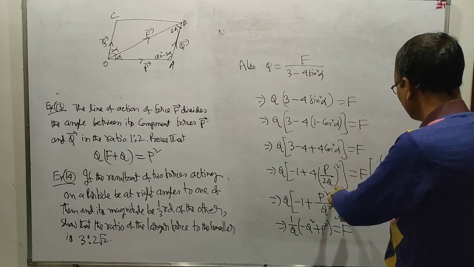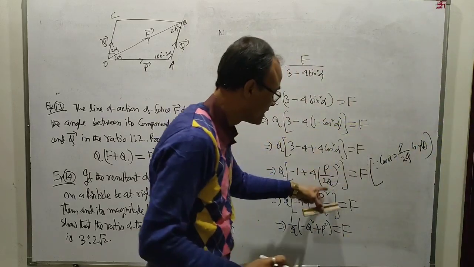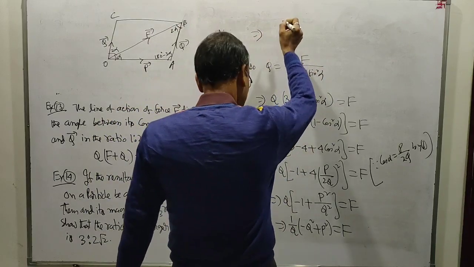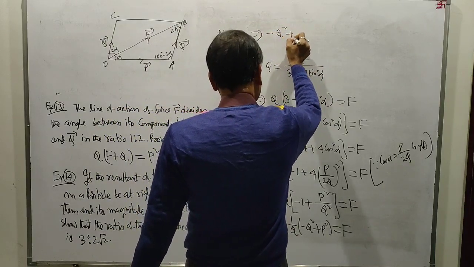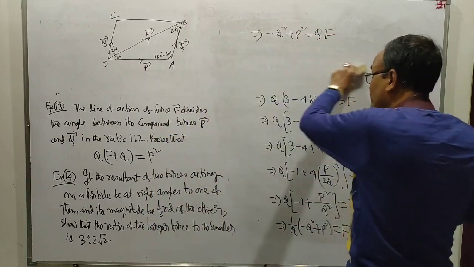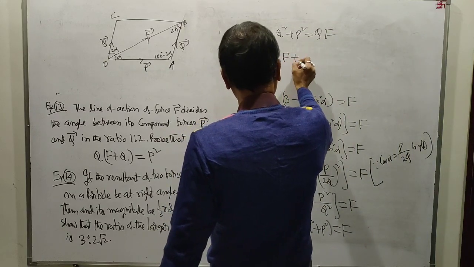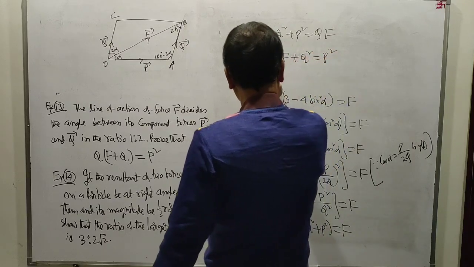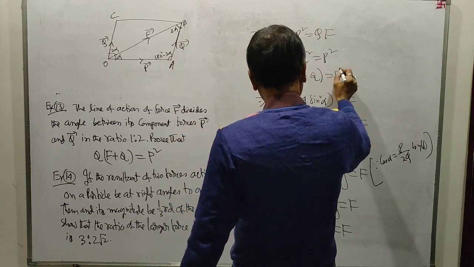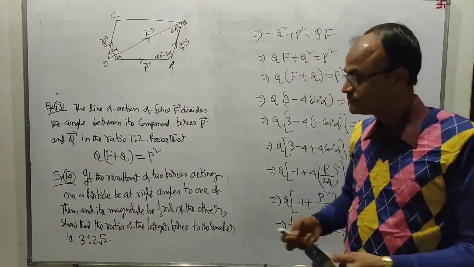Since cos alpha is equal to P by twice Q, you may write here this one. This means minus Q square plus P square is equal to QF. This means QF plus Q square equal to P square. This means Q into F plus Q equal to P square. Proved. We have proved this one.